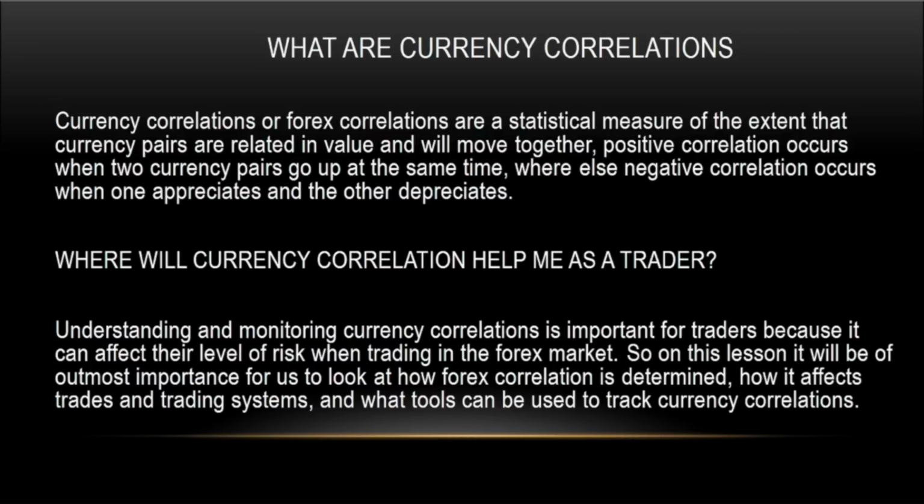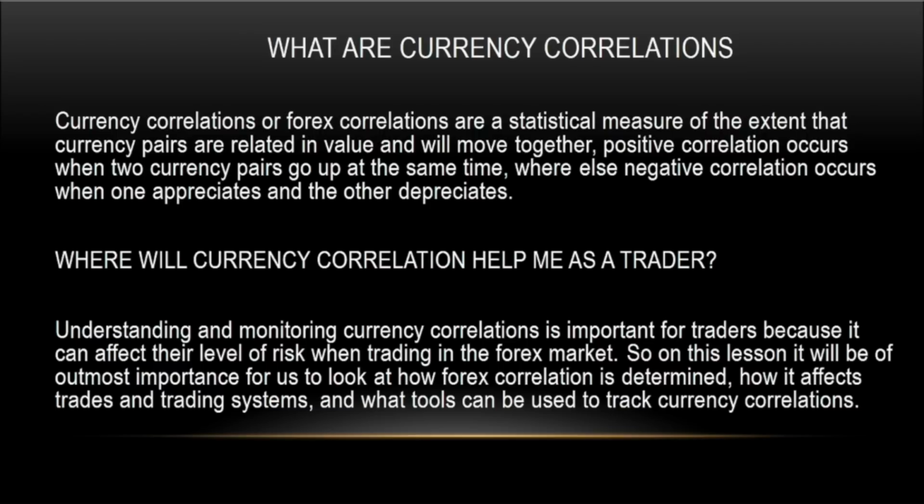From this, you already know that we have two types of correlations. It can either be a positive correlation or a negative correlation, and it was explained how each occurs. Moving right along, a question you are interested in: where will currency correlation help me as a trader? Now I know that there is currency correlation, but how will it help me as a Forex trader? This is the answer to that question.